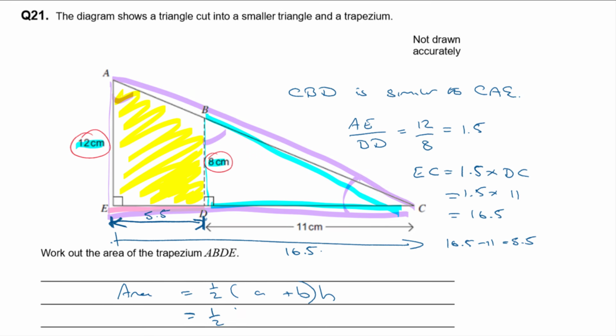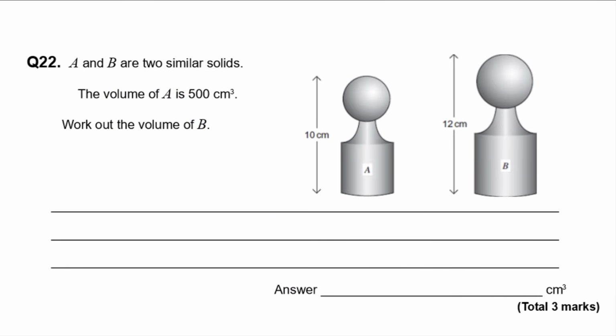So that's half lots of my 2 parallel sides, 8 plus 12, times the distance between them, which is 5.5. Okay, so 8 plus 12 is 20, divided by 2 is 10, and 10 times 5.5, that's 55. So that's going to be the area of the trapezium then, isn't it? 55 square centimeters.